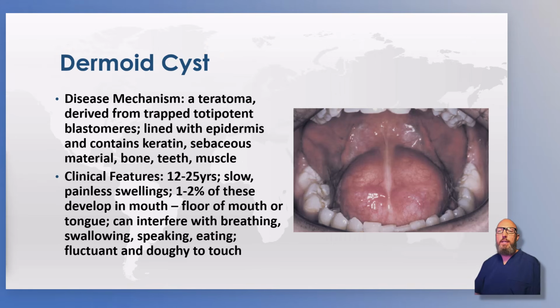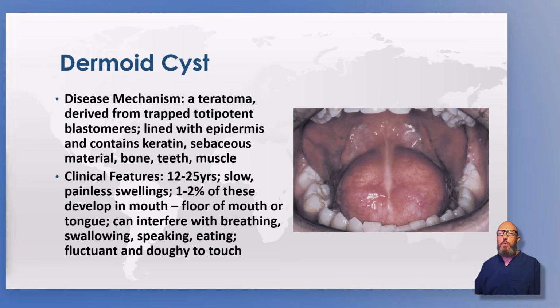And then dermoid cyst. This is a teratoma derived from trapped totipotent blastomeres. And that just means it has cells that can eventually differentiate and become a lot of different types of tissues, including keratin, sebaceous material, bone, teeth, muscle. You ever heard of the person with a tumor that grew teeth in his brain? That was a similar thing, a teratoma. So usually in the teenage years, maybe up to 25, and really only a small percentage of these develop in the mouth.